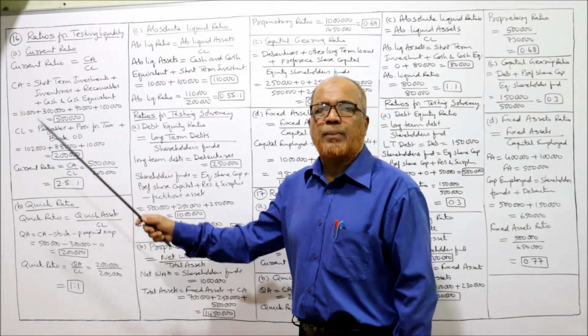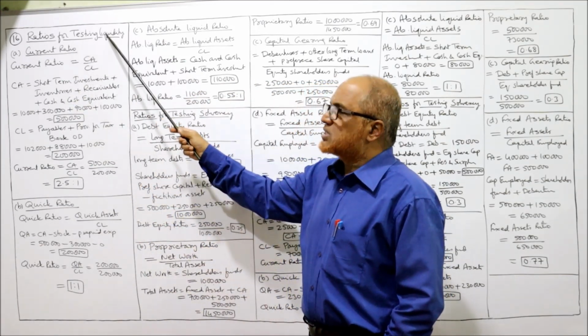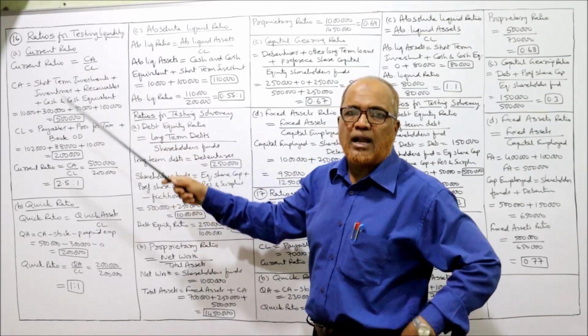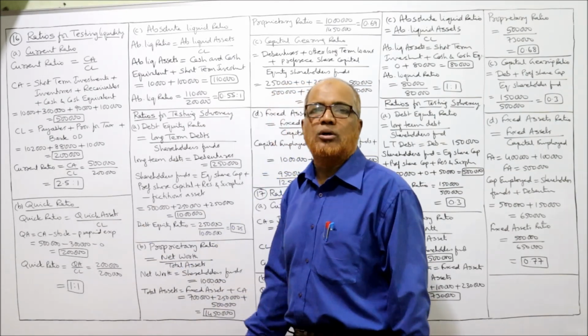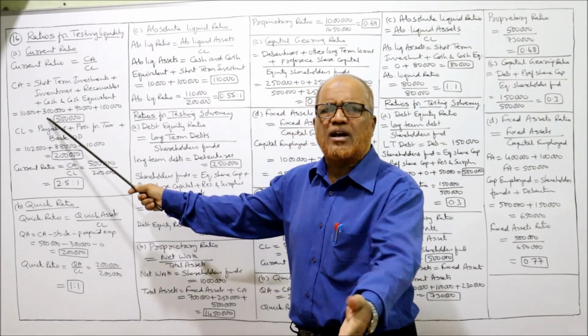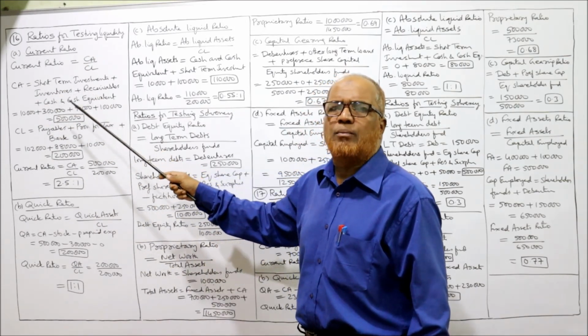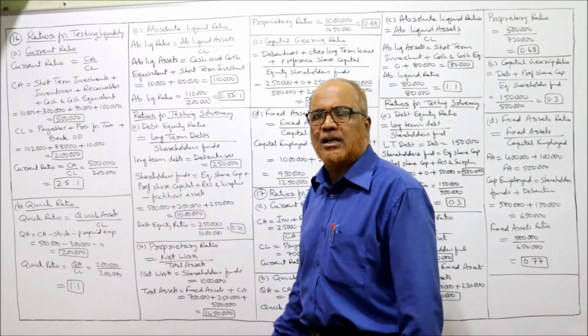So first of all, I will apply the formulas for testing liquidity. Ratios for testing liquidity. Current ratio. The formula is current assets by current liabilities. As usual, almost every problem we have applied this ratio. The current assets, specifically given in the problem, are short-term investment, inventories, receivable and cash equivalent. Take all the values, we get 5 lakh rupees current assets.